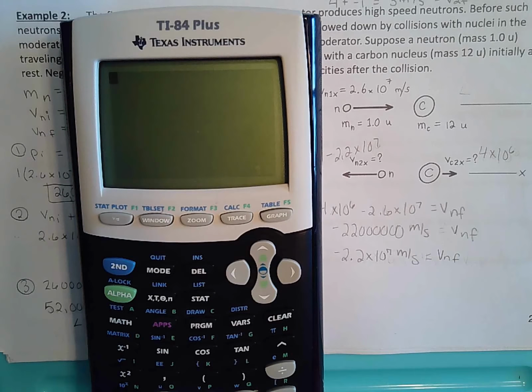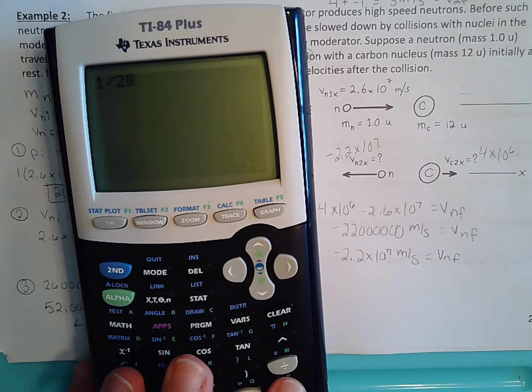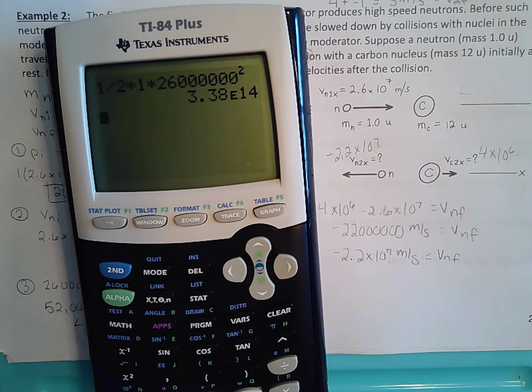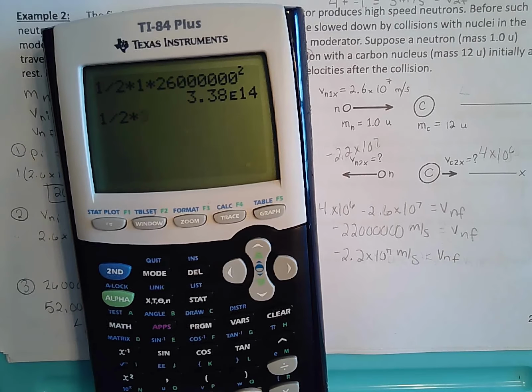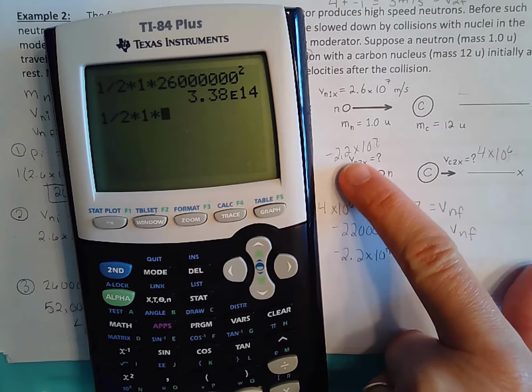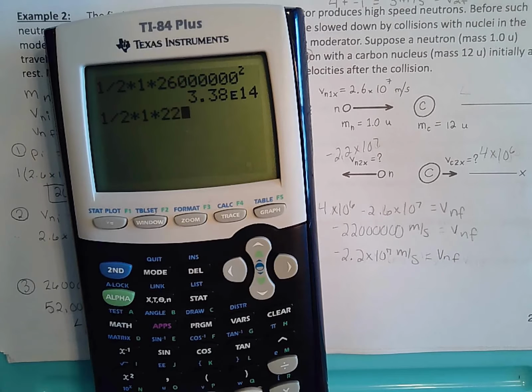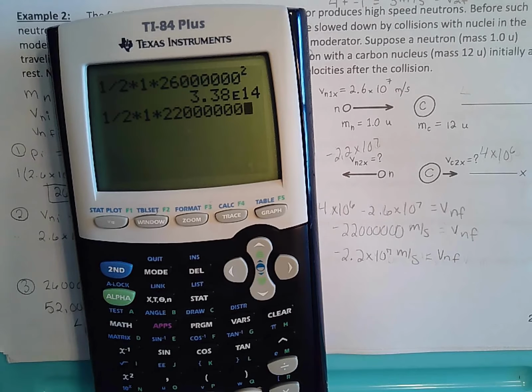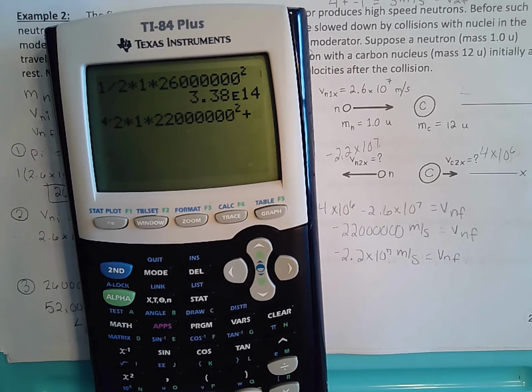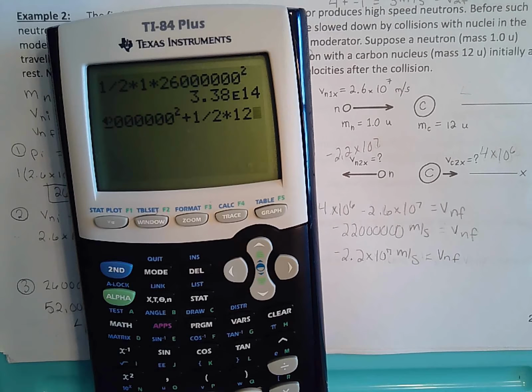Okay? Here we go. 1/2 times my mass times my first velocity squared. That's the number I get. And that needs to equal 1/2 times my first mass times this velocity squared. So since it's negative, when you square it, it goes away. So here's what I'm going to do. I'm just going to do 22 with 6 zeros. Plus 1/2 my second mass of 12, final velocity 4 with 6 zeros squared. I'm good. Kinetic energy is conserved.